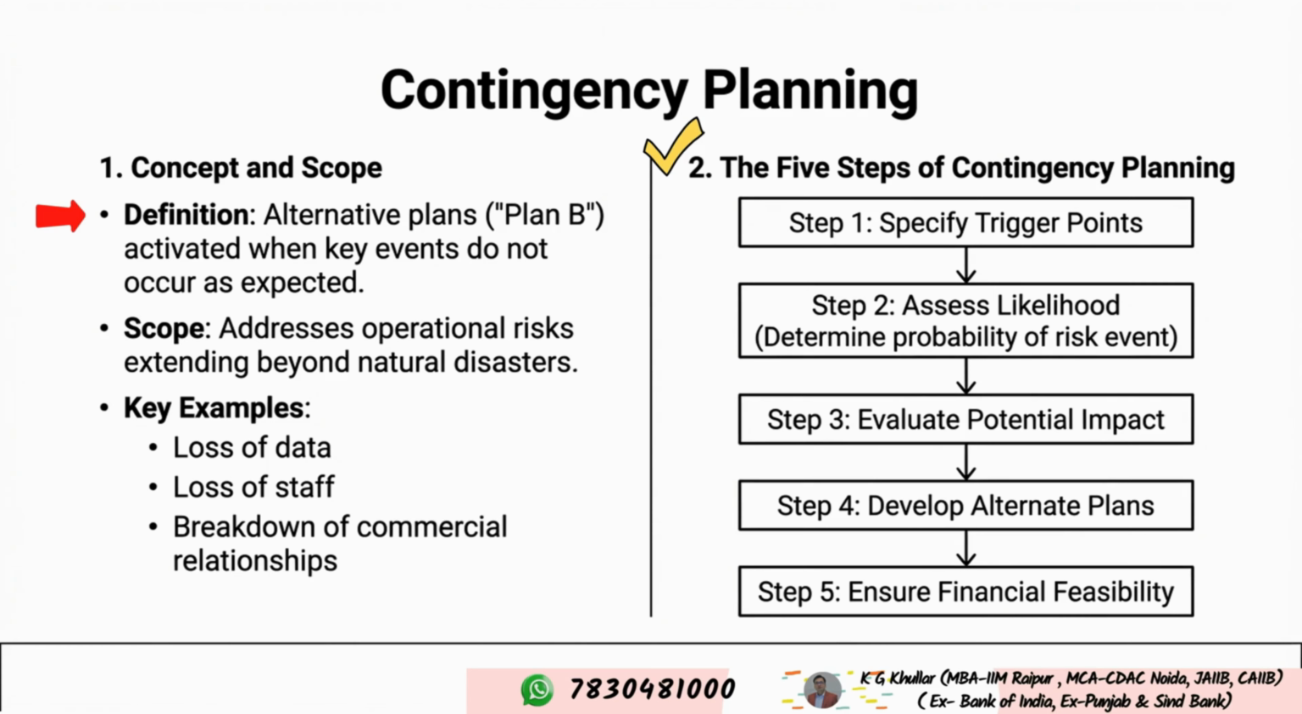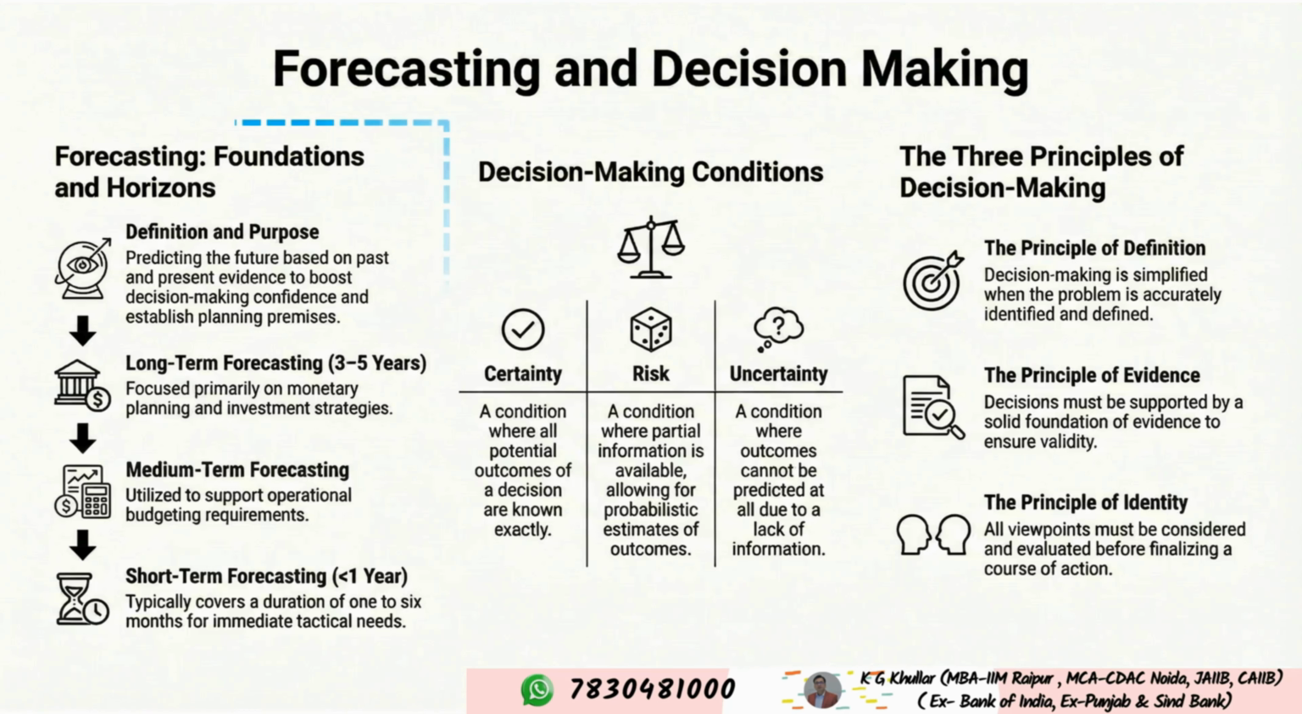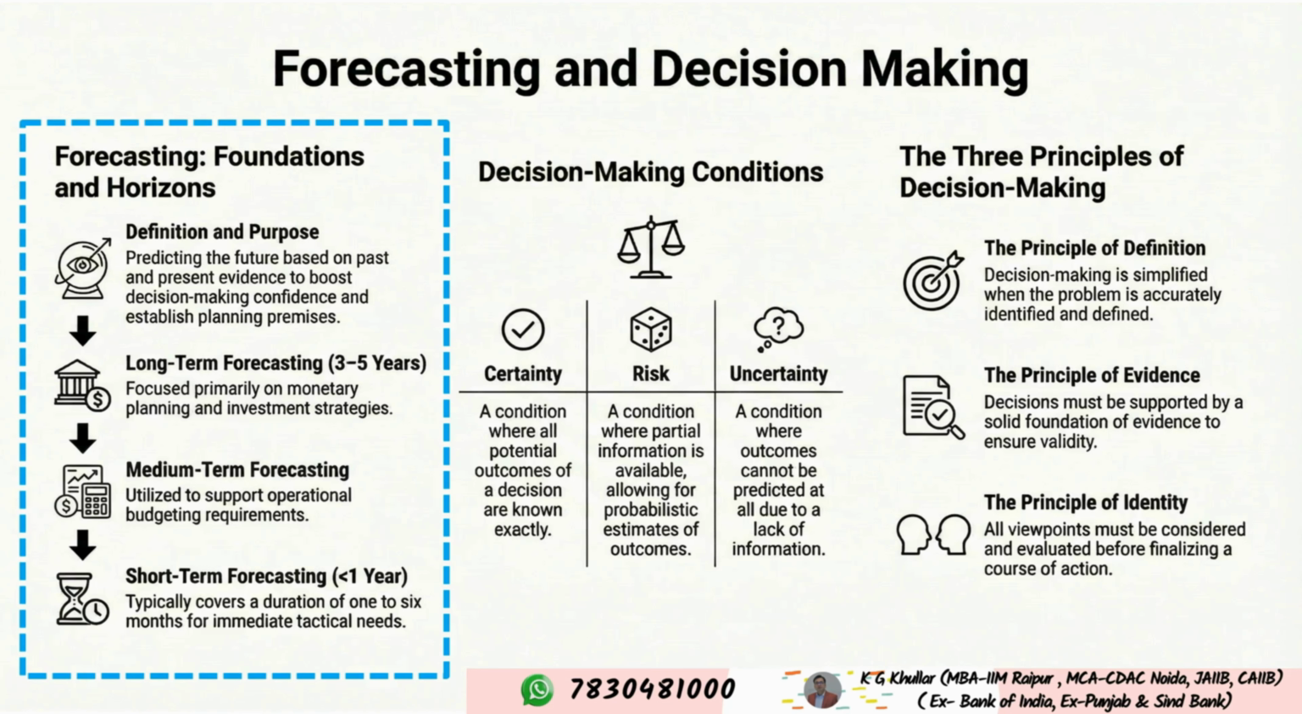Lastly, we have 2 concepts of forecasting and decision making. Friends, forecasting here means predicting or estimating the future based on evidence from the past and present. It boosts confidence in decision making and forms the foundation for planning premises. Now, forecast can be classified as long-term, covering 3 to 5 years and focused on monetary and investment planning. Medium-term supporting operational budgeting, and short-term covering less than 1 year, typically 1 to 6 months.